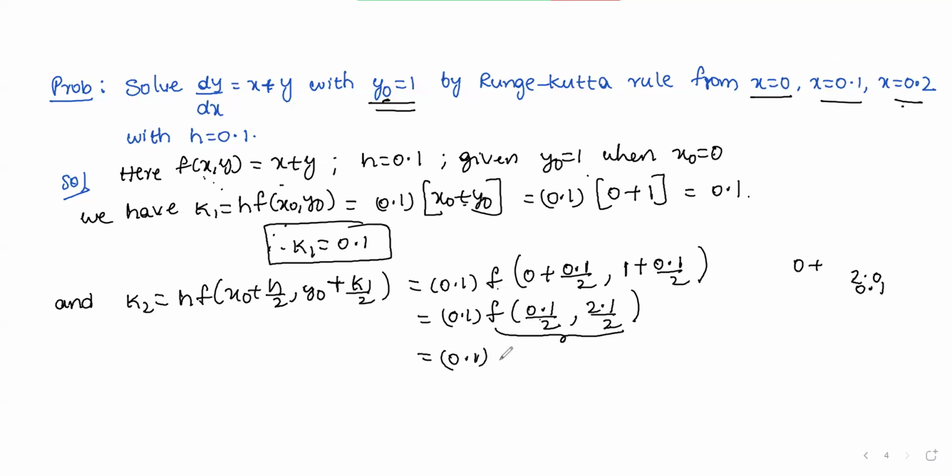0.1 into bracket open x naught plus y naught అంటే 0.1/2 plus 2.1/2 value substitute చేస్తే finally we get 0.11. Therefore, K2 is equal to 0.11.